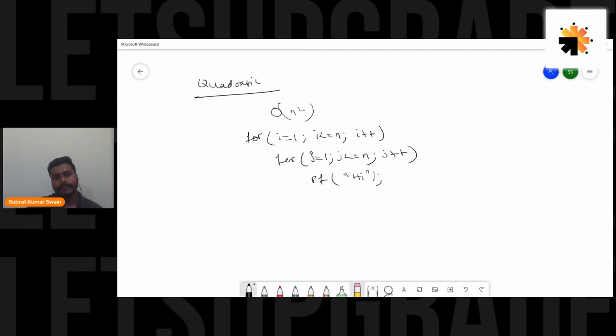Okay, so if you see this now, this outer loop will run for n times and this inner loop will run for again n times. Got it? Understood, right? So the outer loop will run for n times, the inner loop will run for n times. So you can say in total this will run for n square times. So the order is big O of n square.